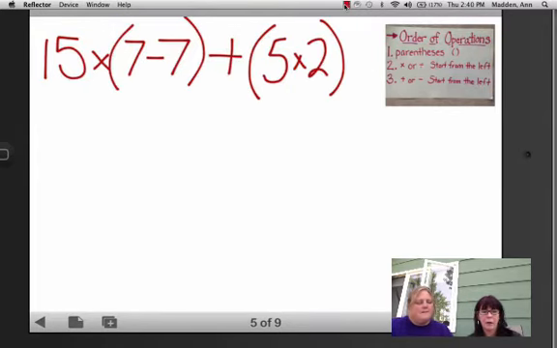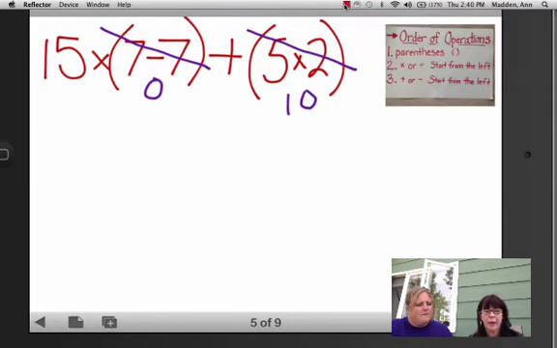Okay. Now again, I'm going to start from the left, work my way to the right. I'm first going to look for parentheses. I have 2 sets of parentheses. I'm going to start with the first. So 7 minus 7 is 0. Over to the next set of parentheses. 5 times 2 is 10. Now I'm going to go back to the beginning and I'm going to rewrite my sentence so I don't forget any of it.